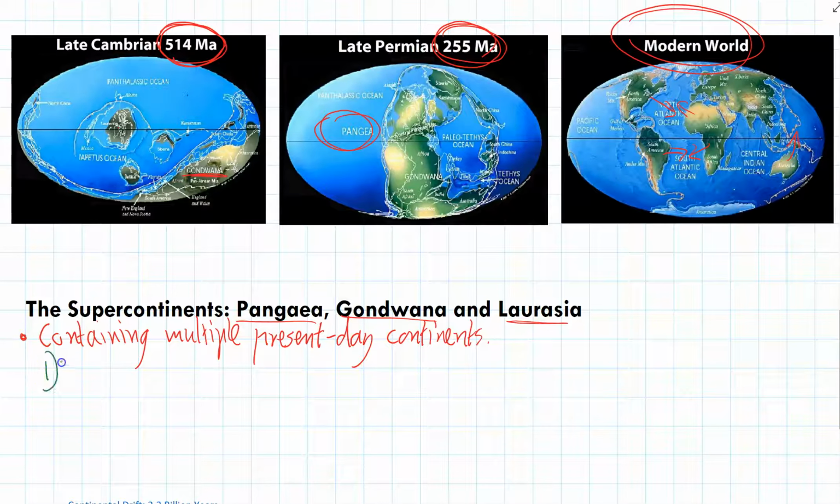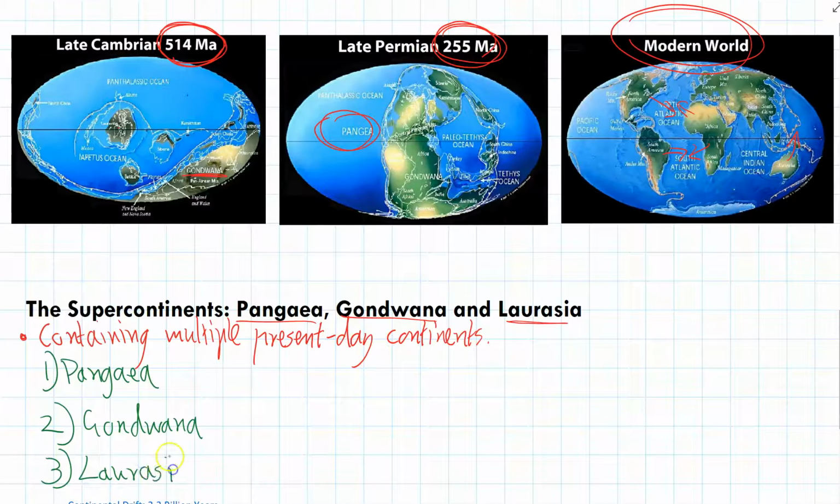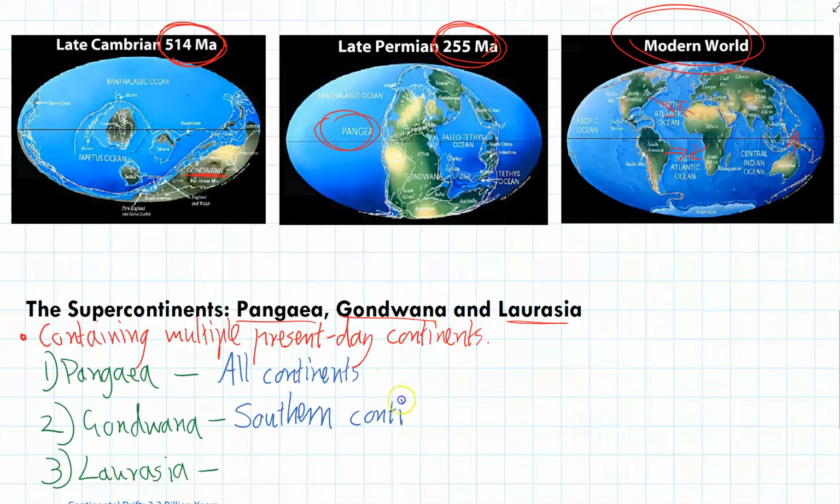So we've got Pangaea, we've got Gondwana, and we've got Laurasia. And as we'll see in the video in a second, they each contain different continents. Pangaea, it contained every single continent. So it's the biggest supercontinent that's ever existed. Gondwana is the southern continents, and we'll have a look at which ones in particular. And Laurasia is the northern continents.